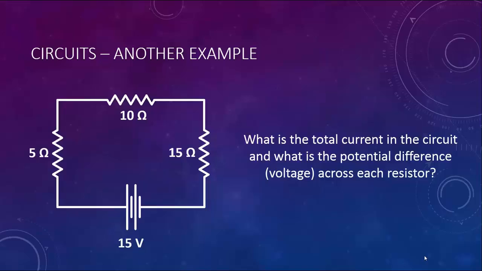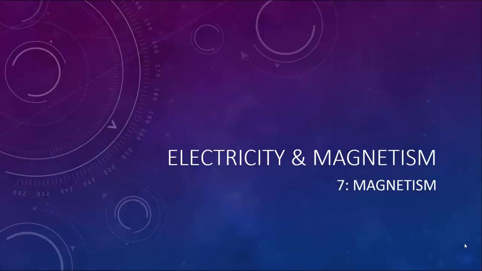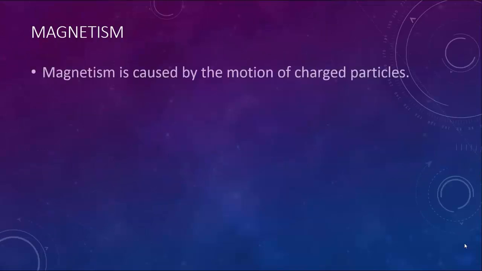Here's another example. You try this one. What is the total current in the circuit, and what is the potential difference, or voltage, across each resistor? Hint: use the table.